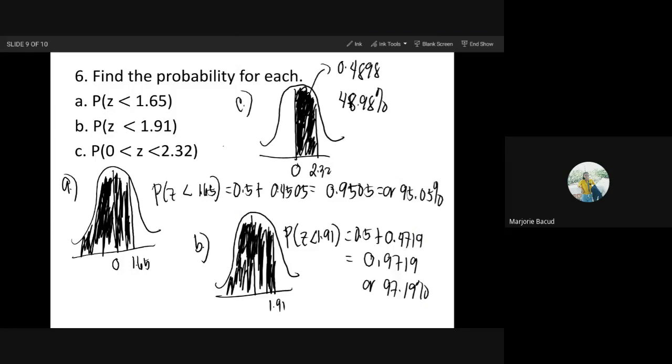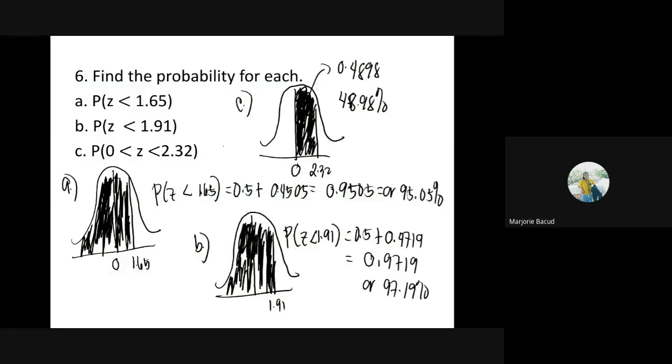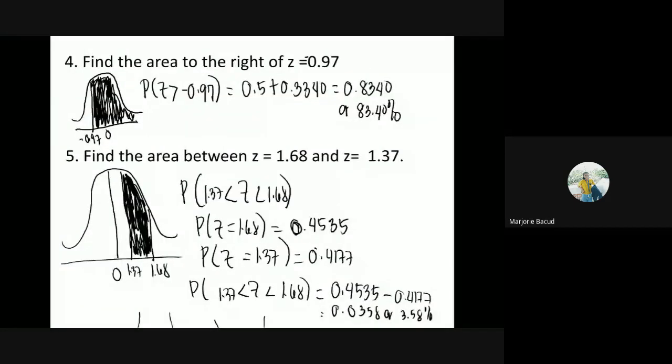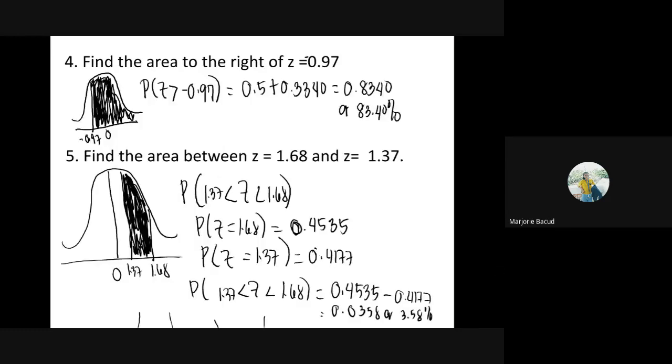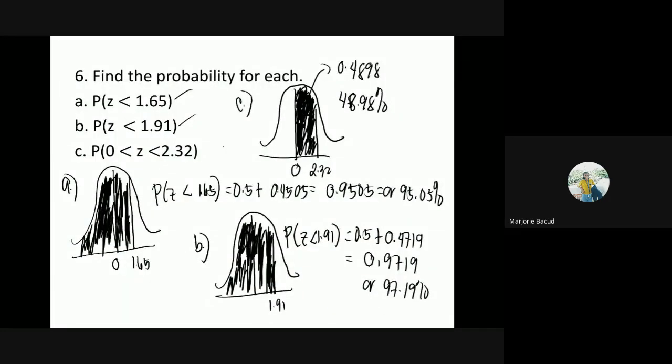Ah, no, because it is in between. We only add or subtract when there is only one Z value being looked for. If we subtract, we should have subtracted here earlier. We only subtract or add once the question is like this one. But if it is in between, you have to get the area of 1.37 and the area of 1.68 and then you subtract. In the case of number 6, one of them is 0, so even if you subtract it by 0, still that's 0.4898. That's correct, Chito. Question so far?